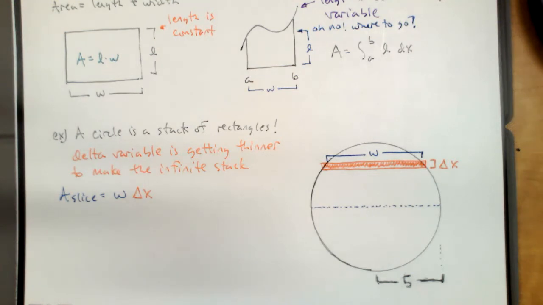So x is going to be the distance from the center of the circle up to the slice. X is going to be the distance from the center of the circle to the slice.